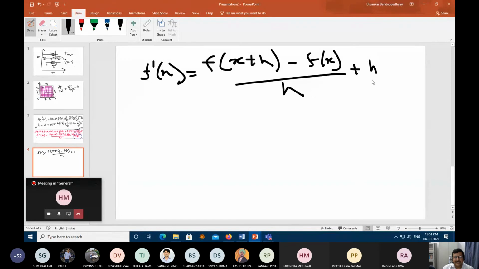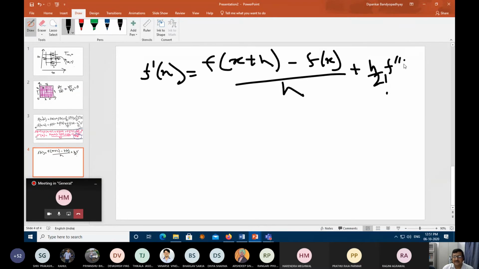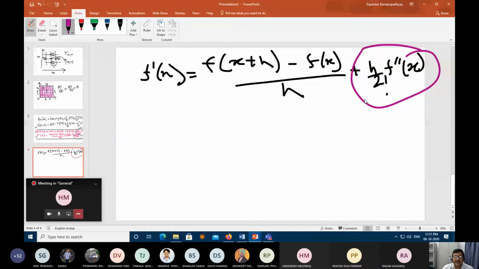You will see that h by 2 factorial into f double dash x. So this particular term will be what? So if I truncate here, as I was telling, if I truncate the entire thing here, this will be a first order accurate f dot x.